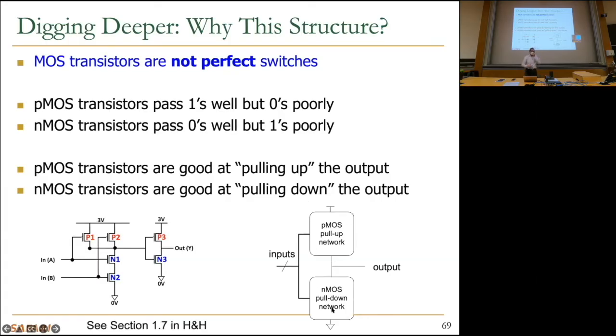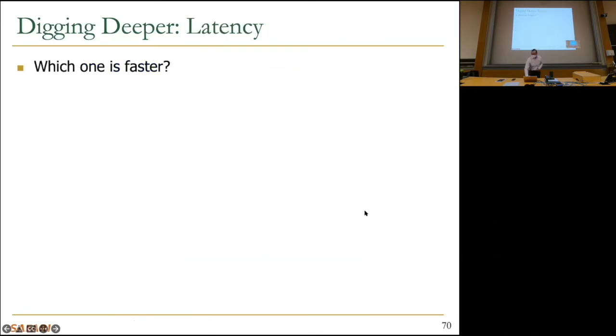Again, this is based on how transistors operate. If you really want to know a little bit more about this, you should read section 1.7 in the Harris and Harris book. They don't go into a lot of detail, but this is how it is. This is life, basically. We don't have perfect transistors. Okay, so maybe this is a good place to actually take a break.